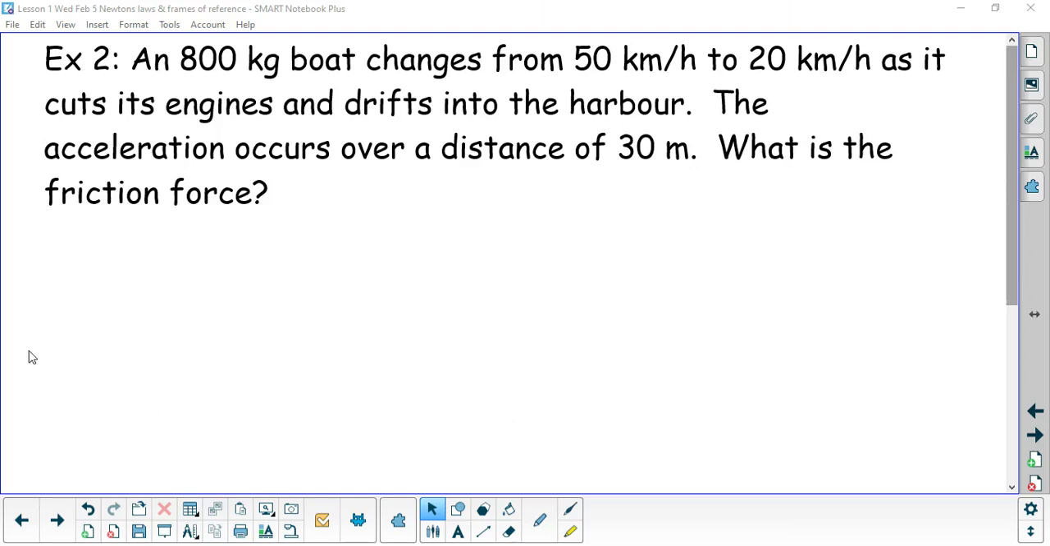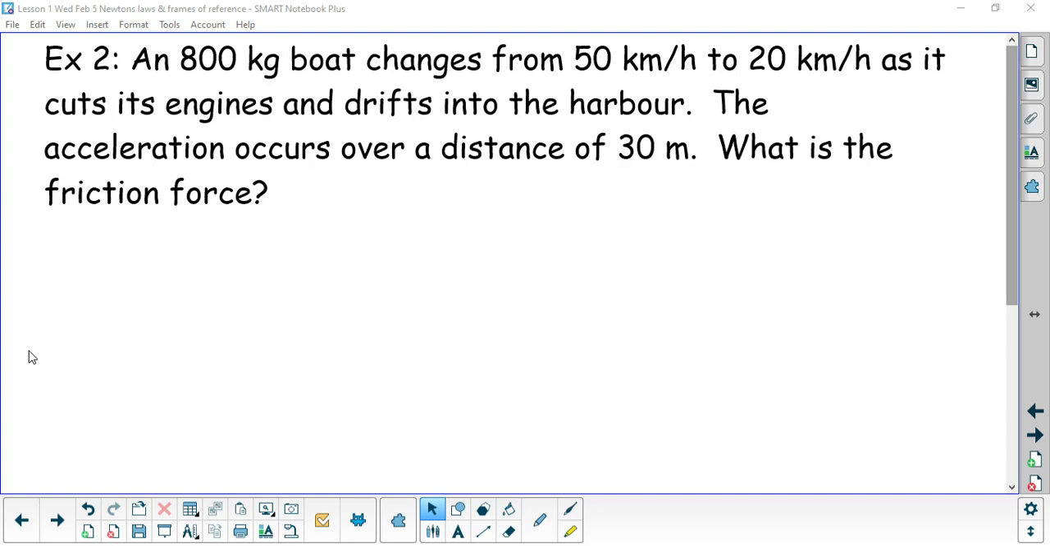Looking at a slightly different situation. You'll notice I have a boat that is 800 kilograms. It starts at 50 kilometers per hour, slows to 20 kilometers per hour after it cuts its engines, and it'll drift into the harbor. So that means the drag of the water will slow it down. The acceleration occurs over 30 meters. And I want to know what the friction force involved is.